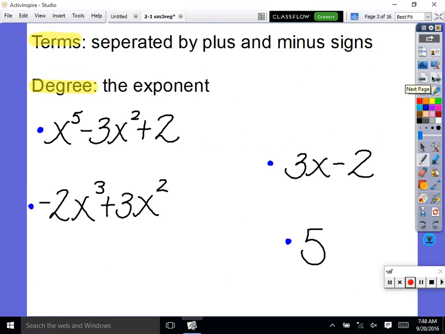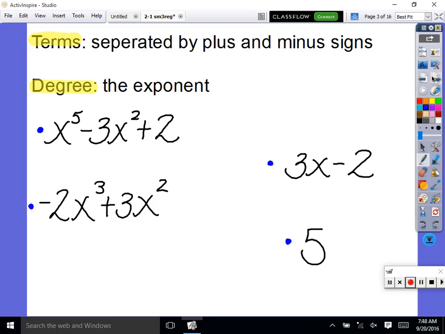Okay, just making sure we know some vocabulary terms. If I say to you terms, I'm talking about the things that are separated by plus and minus signs. So if I say to you, how many terms does a polynomial have? You're going to count how many things we have. Terms are separated by plus and minus signs. And then we talk about degree, which is the exponent. We're going to be using both of these a lot today, the words terms and degree.